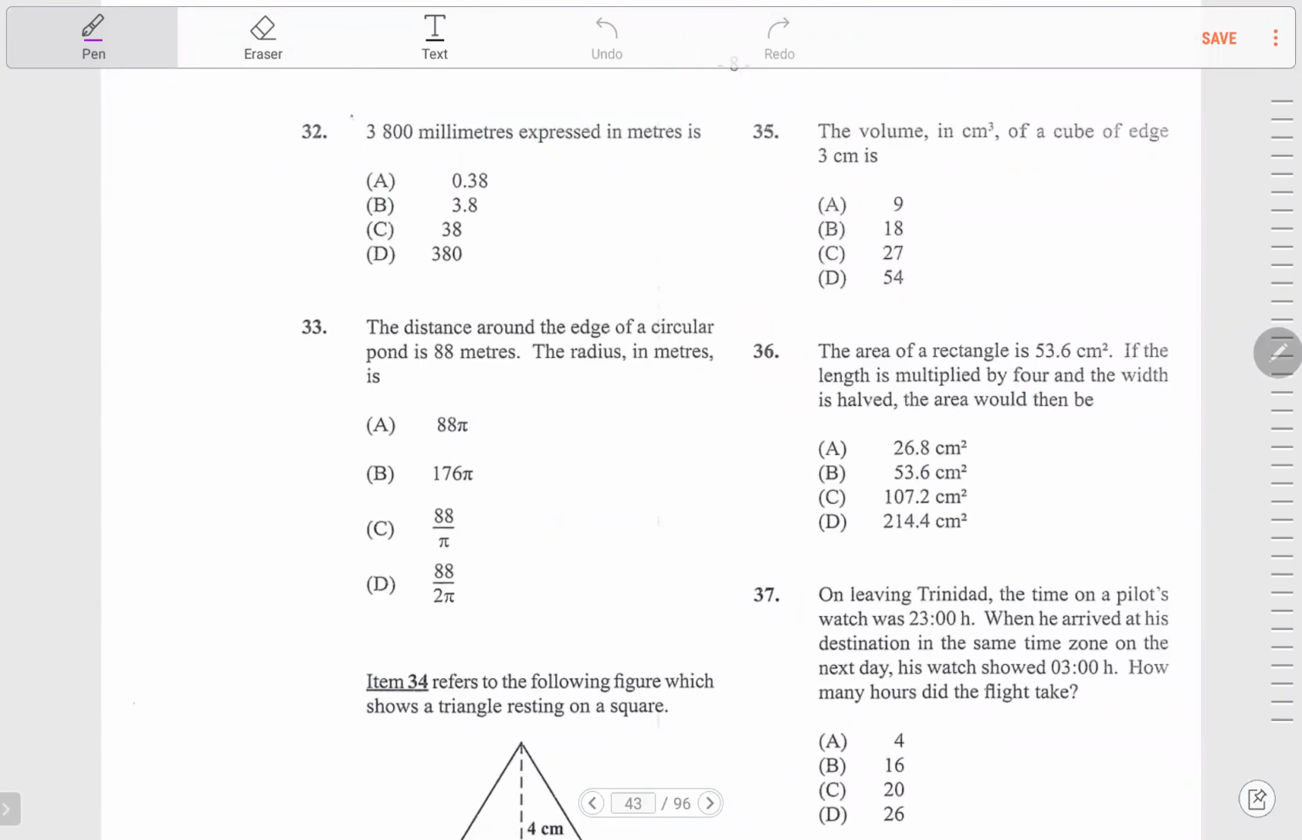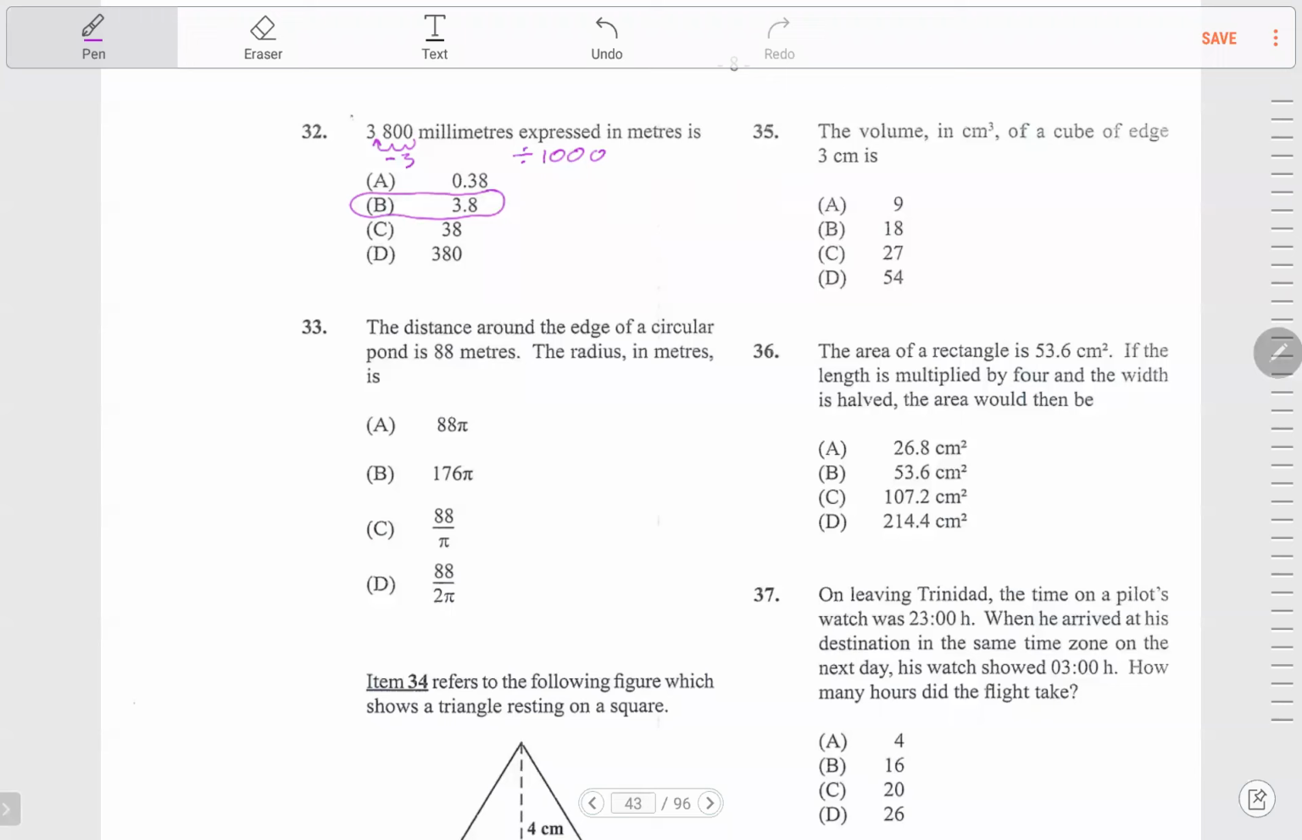3,800 millimeters expressed in meters. Again, you divide by 1,000. So you move the decimal point 3 places back to get meters, and so it's 3.8. And another question, I think they gave 2.5. It's the same concept, even though that question was 2.5. Simple as that. You're dividing by 1,000, so you move the decimal point 3 places back to go from millimeters to meters.